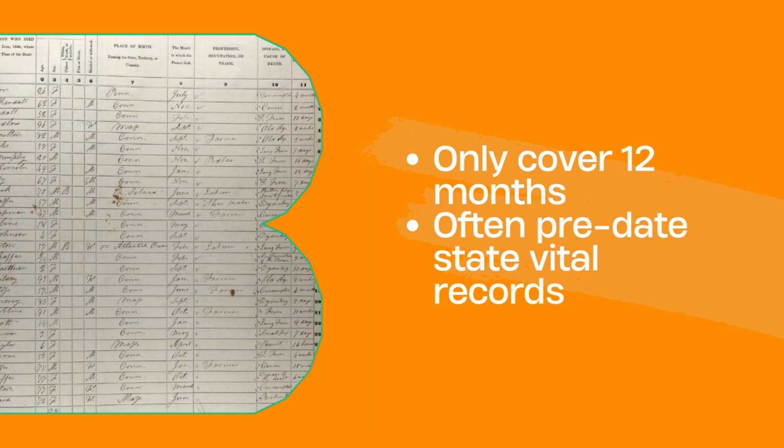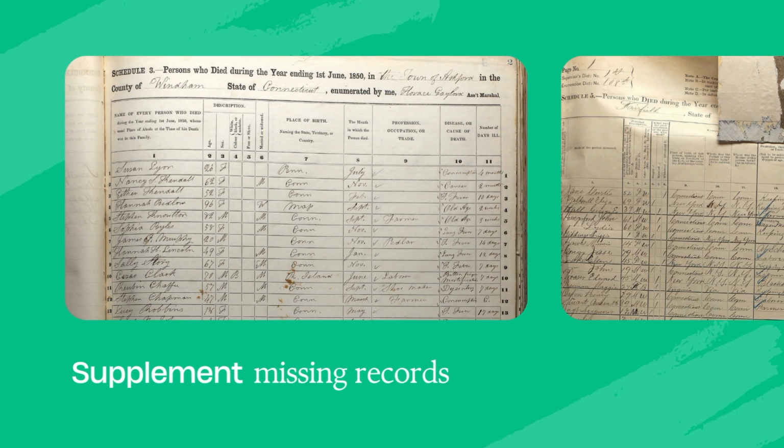So how can these schedules be useful in your research? Mortality schedules can be used to supplement missing records. In some cases, birth, marriage, or death records may be unavailable or difficult to locate. Because mortality schedules were being recorded before many states were required to keep civil death records, it could be the only record of death that exists for an ancestor in the absence of a gravestone or cemetery records.